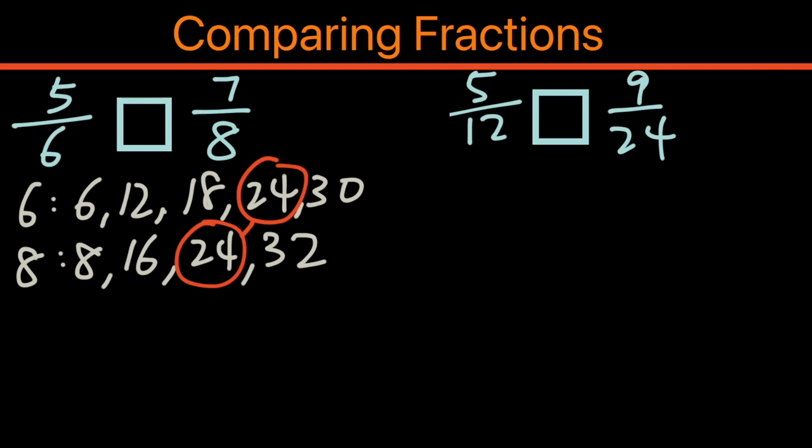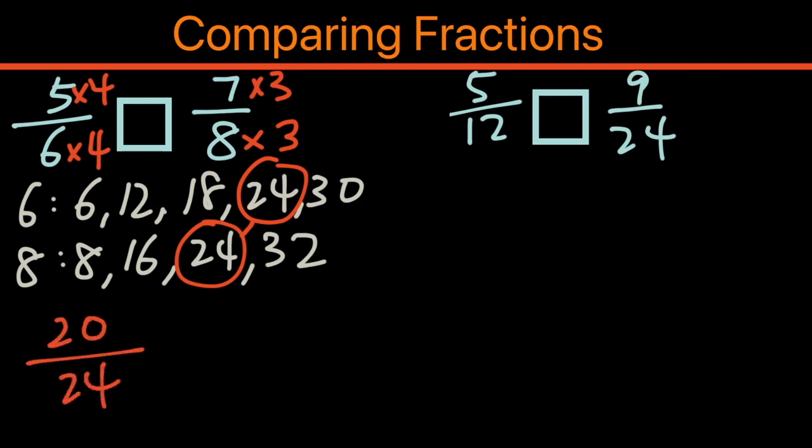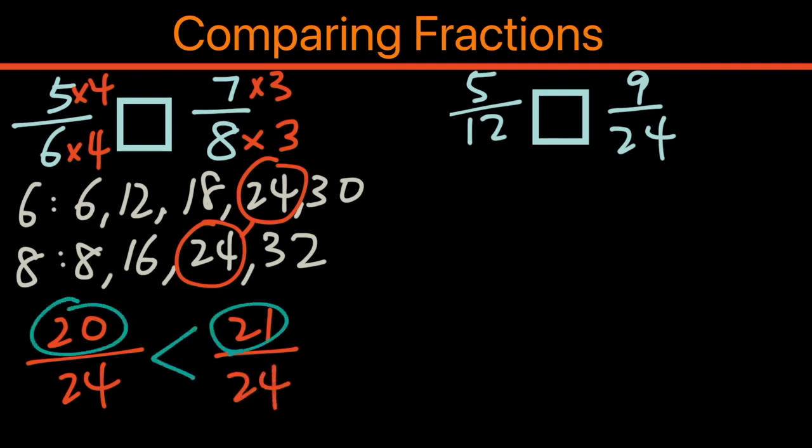And for 6, we'll need to times by 4 to reach 24. For 8, we'll need to times by 3 to reach 24. And do the same in the numerator. Then we'll rewrite this. 5 times 4 is 20 over 24, and then 7 times 3 is 21 over 24. 21 is greater than 20, so it will be 21 over 24 is greater than 20 over 24, which means 7 over 8 is greater than 5 over 6.